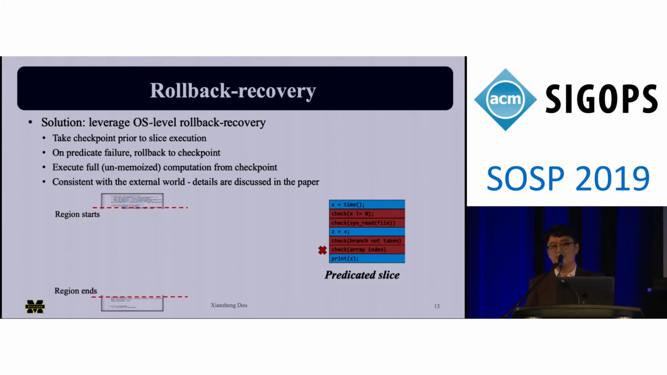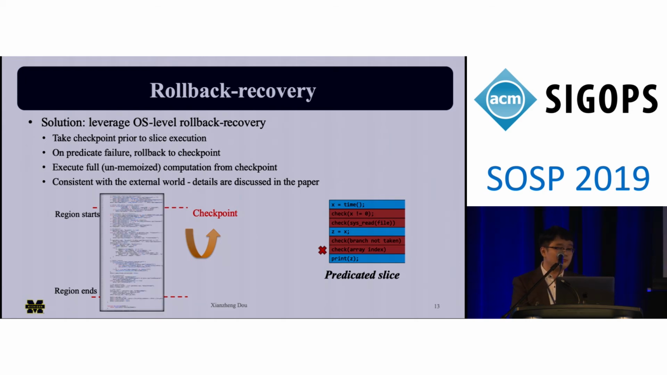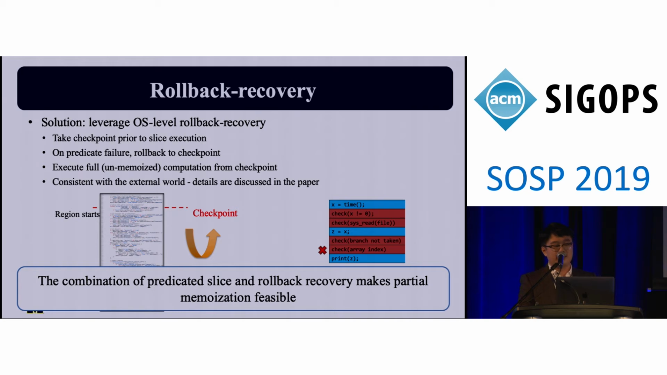That basically means we are left in a weird memory state. So in those cases, we will rely on rollback recovery. Before we run a slice, we take a checkpoint. If any predicate fails, we will roll back to this checkpoint and then execute the original execution from this checkpoint. In this case, we have to make sure all the output will be consistent with the external world. Those details will be discussed in the paper instead. So the combination of these two ideas, predicated slice and rollback recovery, makes this partial memoization feasible.